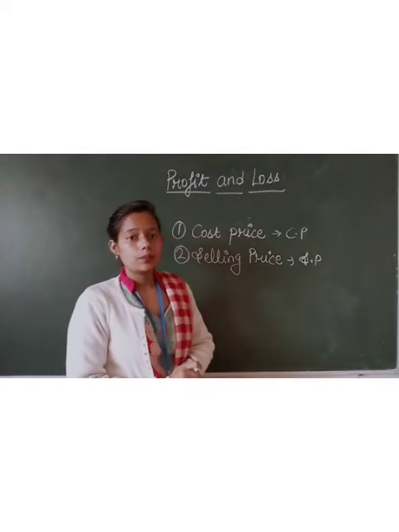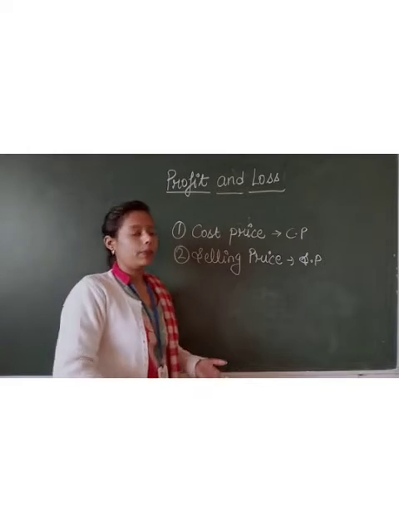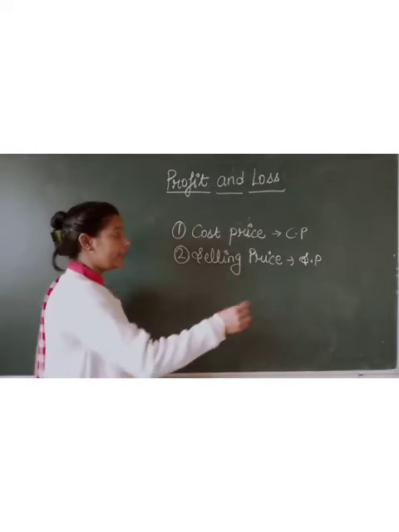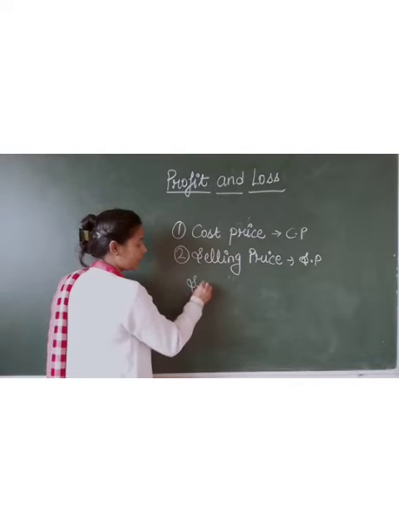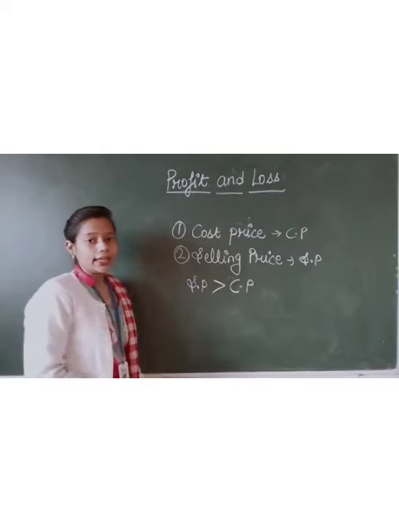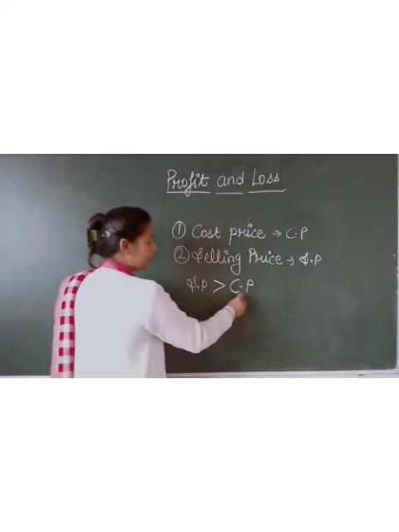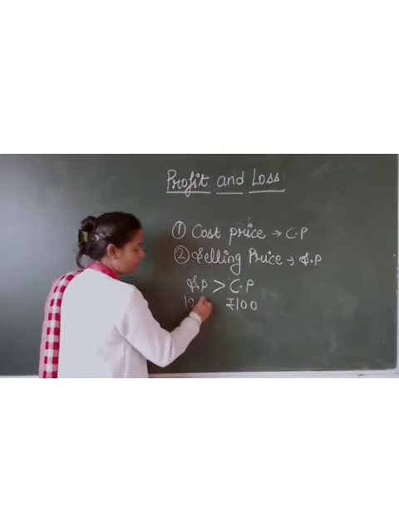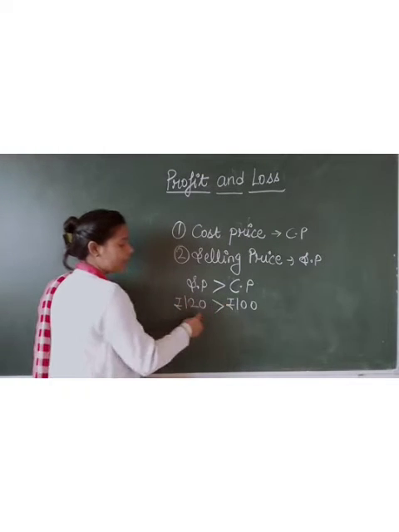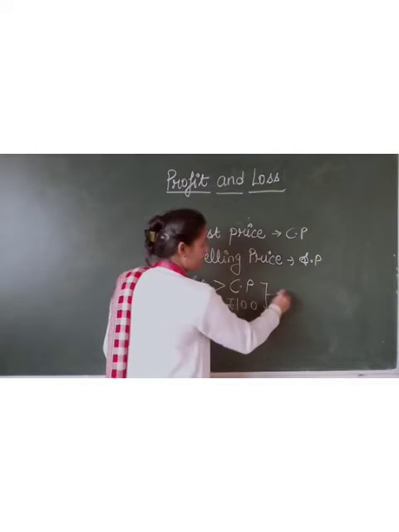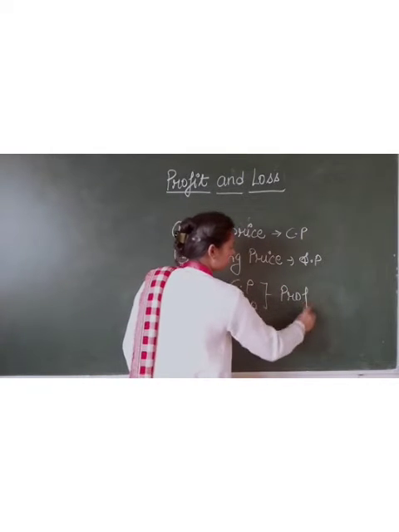So class, our profit and loss completely depend on cost price and selling price. Students, if selling price is greater than cost price, like if we bought a thing for 100 rupees and we sold it for 120 rupees, so selling price is greater than cost price, so it is the condition of profit.